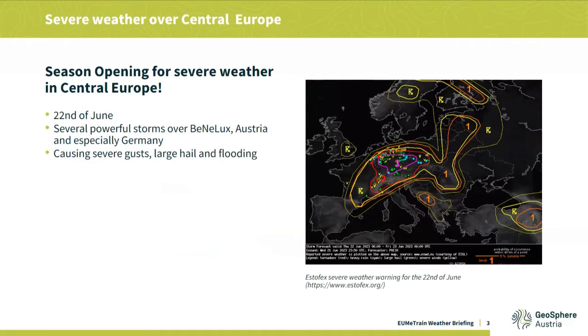As Lily said, I will talk about a convective event we had a few days ago. It was really the season opening for severe weather in Central Europe. You can see on the right-hand side the Estofex forecast or warning chart for severe weather for the 22nd of June. And as you can see, they pushed the level 3 warning, which is the highest in their threshold, for Central Germany. It's a bit of a spoiler here because you can already see what happened, but I guess you may have heard about the event. And we're going to have a look at that.